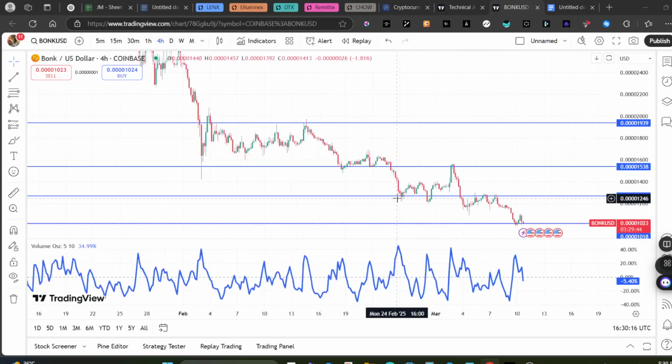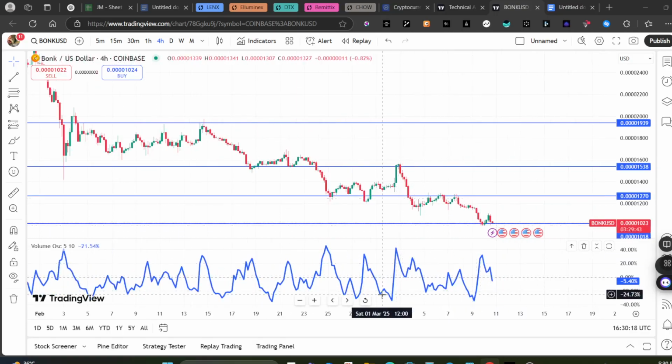Now, the volume oscillator is a momentum indicator that measures changes in trading volume over time. It calculates the difference between a short-term moving average of volume and a long-term moving average, then expresses that difference as a percentage. We can see these bars here. We can see percentages here. We can see negative percentages. We can see positive percentages above this midline.